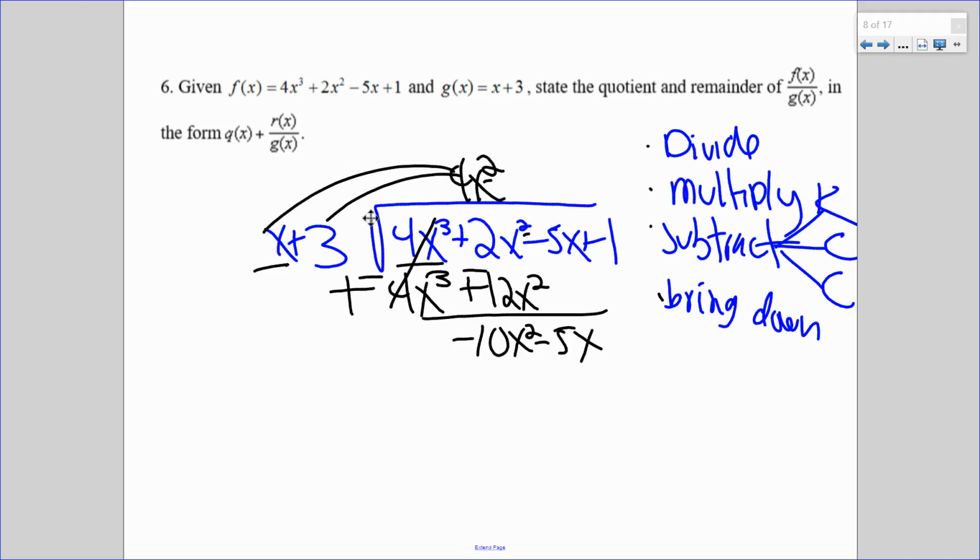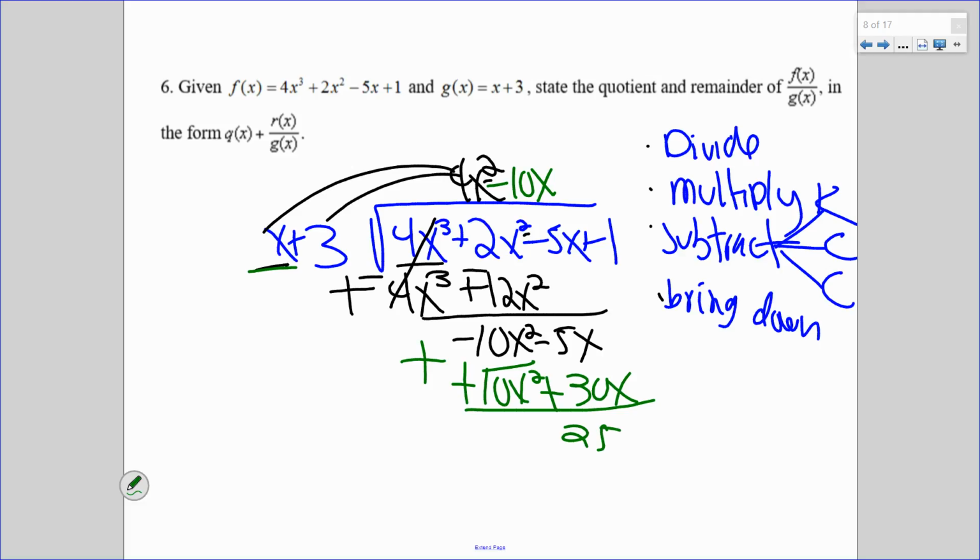Let's go back to our St. Patty's Day green. Now again, I divide. I divide the negative 10x squared by the x. That's minus 10x. Multiply: negative 10x squared minus 30x. Subtract, keep, change, change. 25x, bring down, plus 1. Next cycle, 25x divided by x is plus 25.